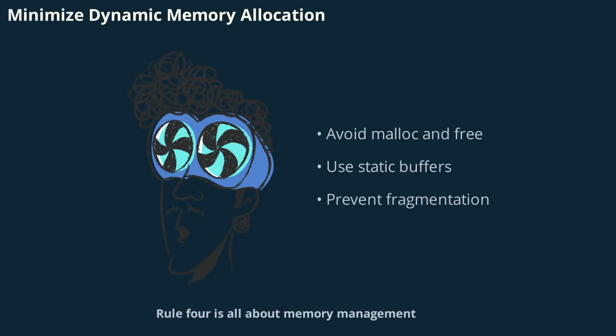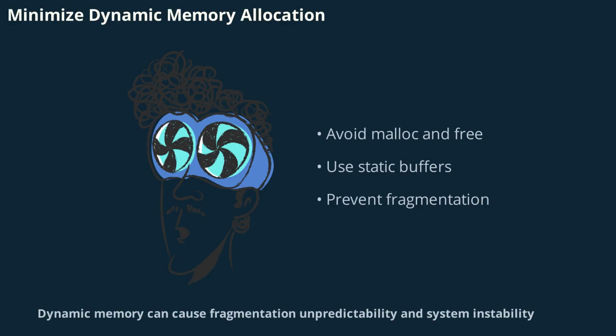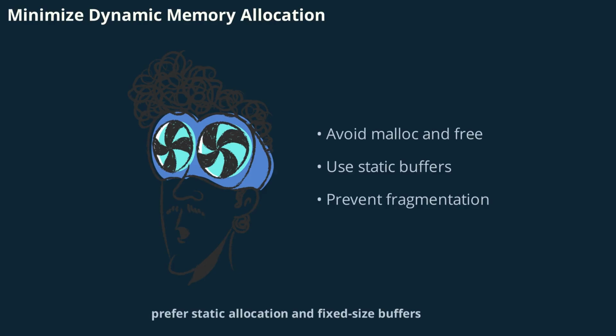Rule 4 is all about memory management. Minimize or eliminate dynamic memory allocation. Dynamic memory can cause fragmentation, unpredictability, and system instability, especially in long-running embedded applications. Instead, prefer static allocation and fixed-size buffers. This approach makes your code more robust and easier to debug.